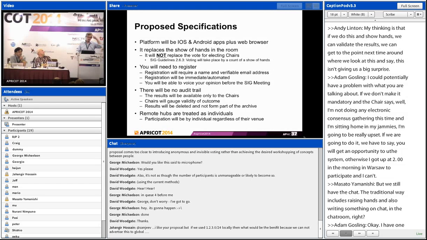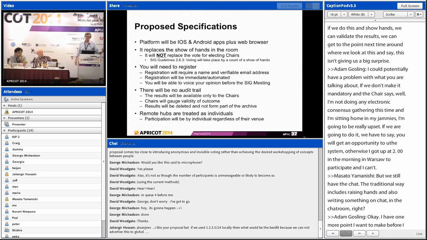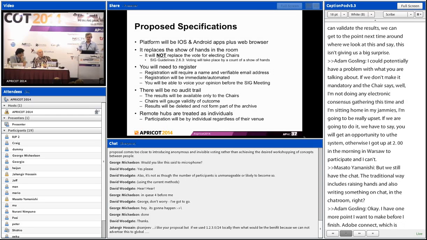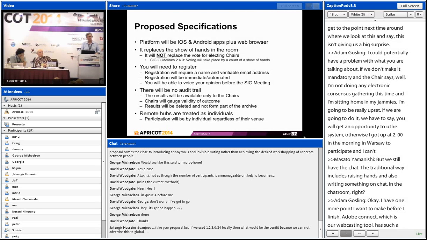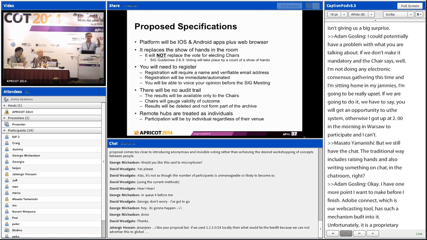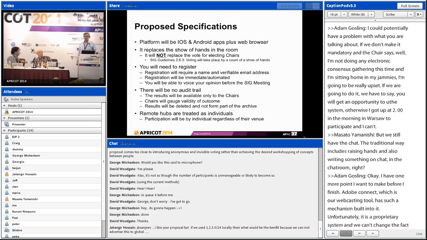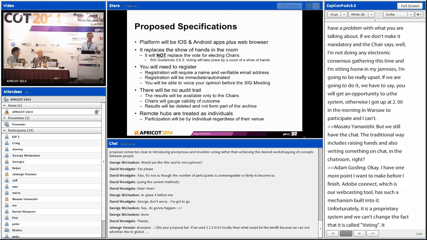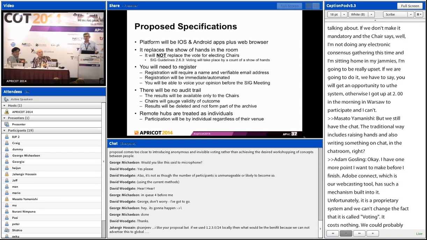Adobe Connect, which is our webcasting tool, has such a mechanism built into it. Unfortunately, it's a proprietary system, and we can't change the fact that it's called voting. It costs nothing. We could probably turn it on right now and have a go at it, but the problem is it says voting and we can't change that.